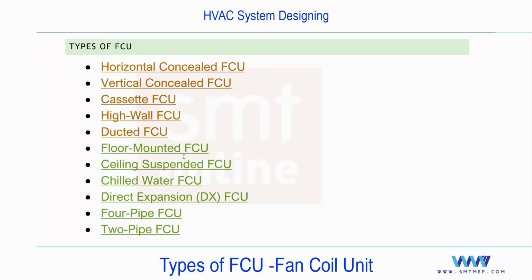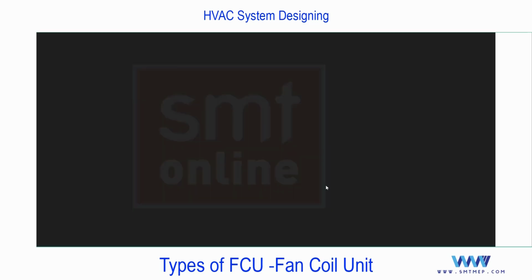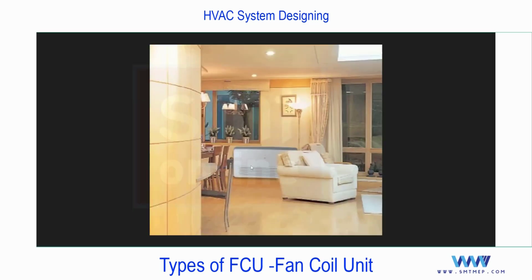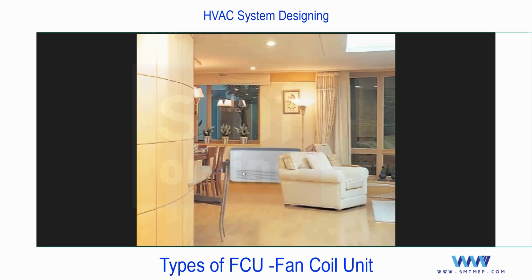Next, we have a floor mounted FCU. This is a decorated type. This also is not commonly used, very rare, with a few models only. And technically also, it is not at all recommended to supply the air from the low levels because the cool air is dense. In case of heating, this is a good option because hot air density is less.